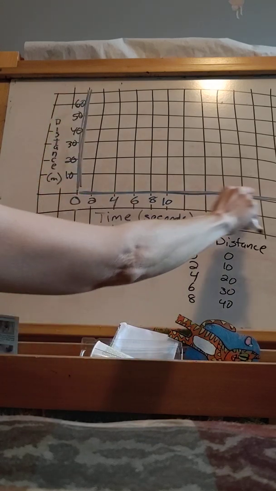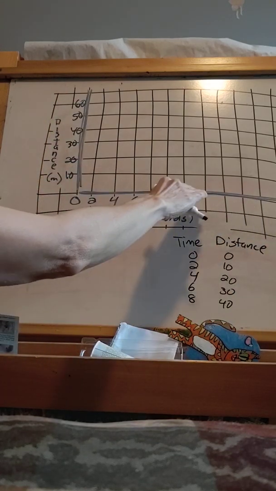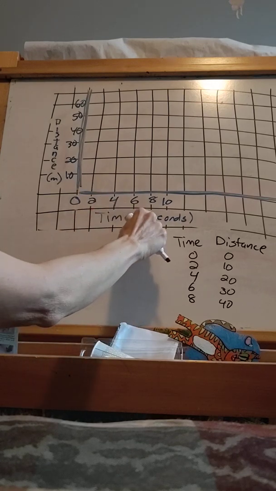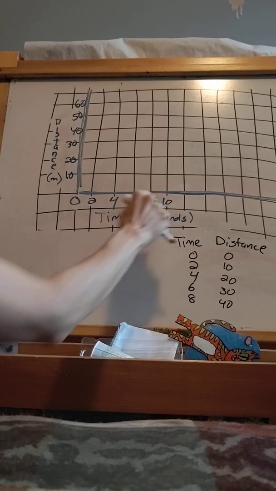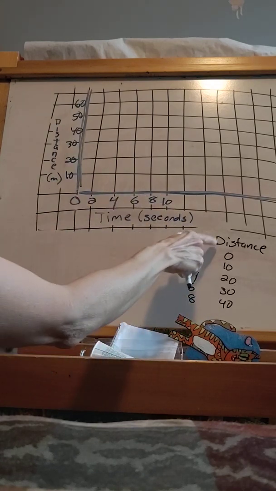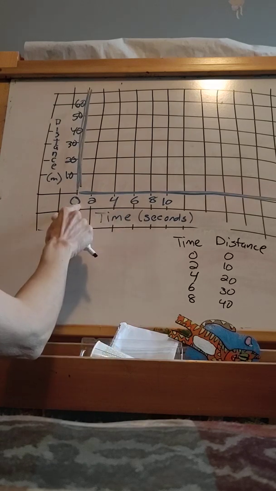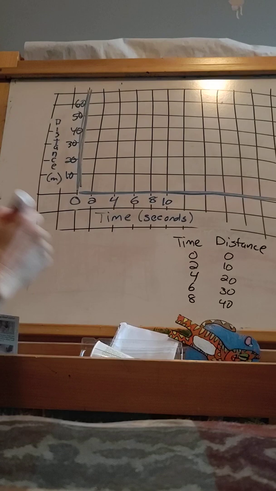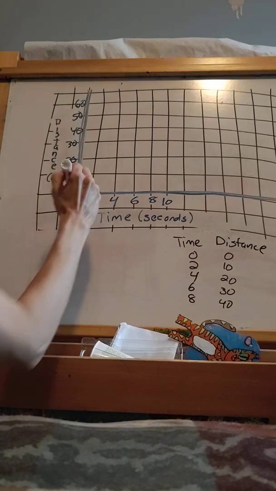Now that I have my axes written out, labeled, and numbered, I have what the label is, I have the units I'm measuring it in, and I have my numbers. Now I'm going to start making my graph. At time 0, my object is at distance 0. So I'm going to put a dot.